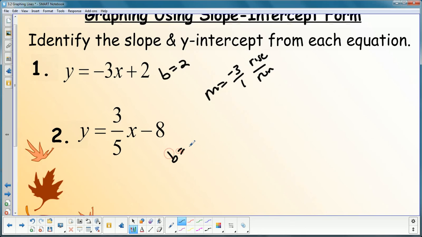For the second one, b is -8. Make sure you pay attention to that sign. And your slope is 3 over 5. So no need to change this because it's already in rise 3, run 5.